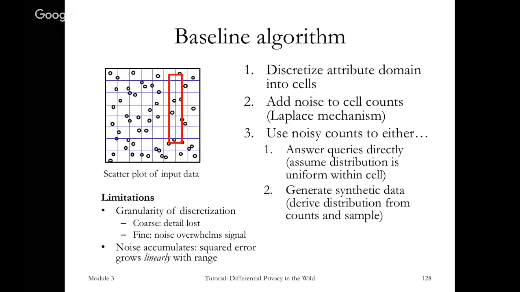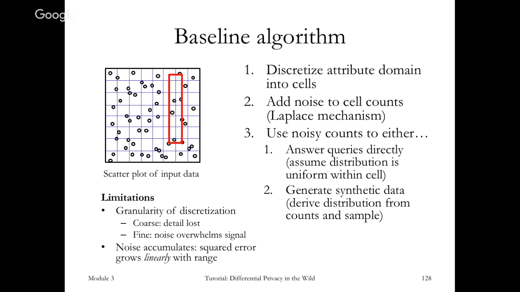Okay, so this approach has a couple of limitations. So one is the granularity of this discretization. If I make it really coarse, then I lose detail. I'm going to cut up the city into only, say, a small number of quadrants. I lose the fine-grained detail of what happens downtown. On the other hand, if I make it really fine, then the noise that I add for privacy protection is going to overwhelm the signal.